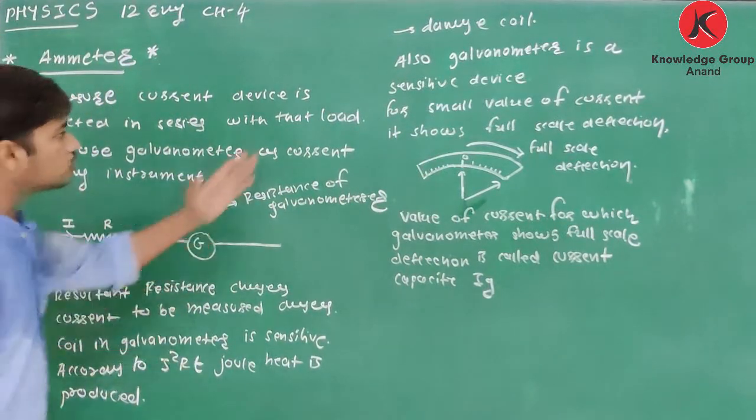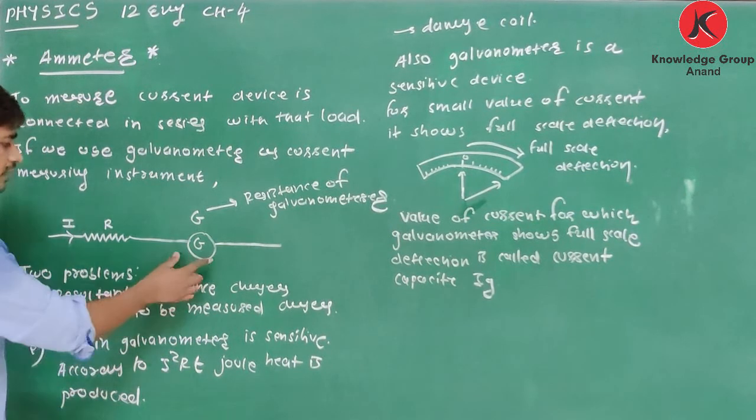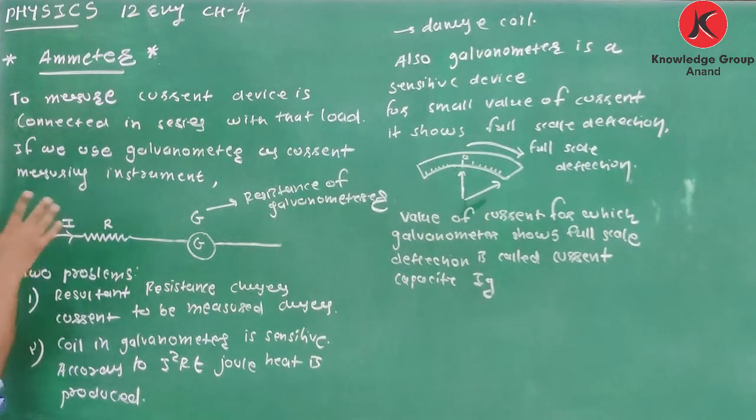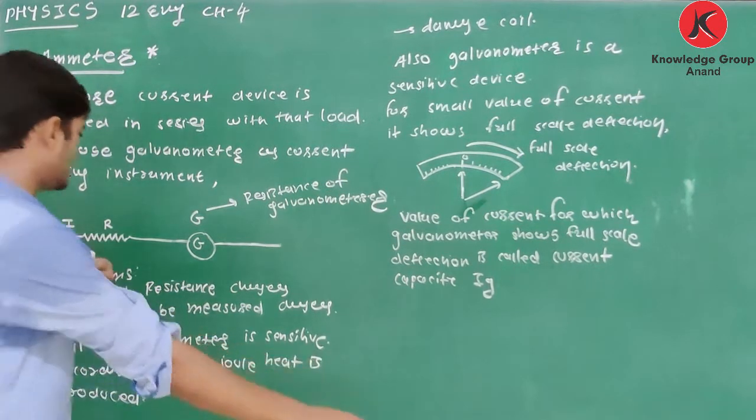Then how to resolve such problems? From this it is clear that we cannot use only a galvanometer to measure current. And to solve such problems, what is the solution? See, here it is.